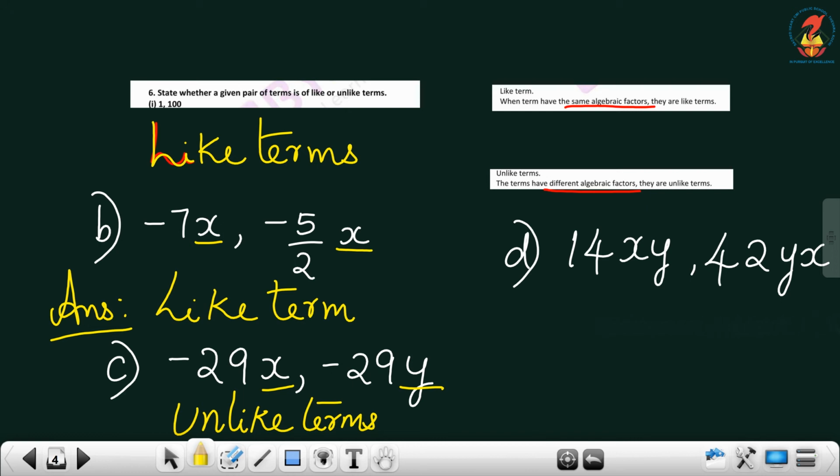Okay. Now move to the fourth question. Here it is xy, here it is also yx. You know that xy and yx are the same. So here it is xy, here it is also xy. I look at the power also. Here the power is 1, here also the power is 1. So the algebraic factors are the same. What can you say? They are like terms.